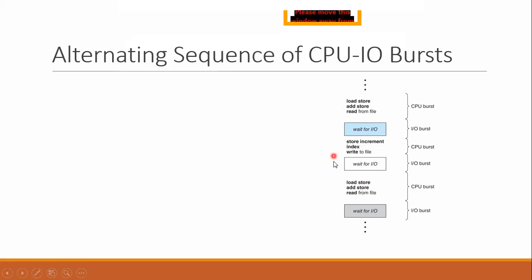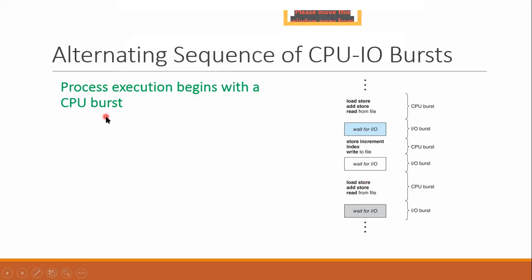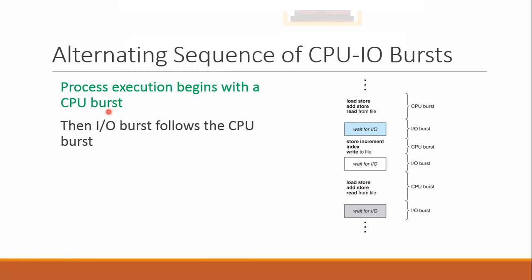This figure shows the alternating sequence of CPU and IO bursts. Process execution begins with the CPU burst. So every process starts its execution with CPU burst cycle. CPU burst cycle is followed by the IO burst. That is, after this first CPU burst cycle, there will be an IO burst cycle in which process will be waiting for the completion of IO request that it has made.